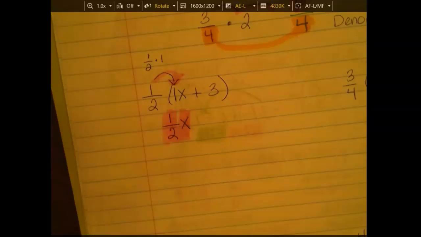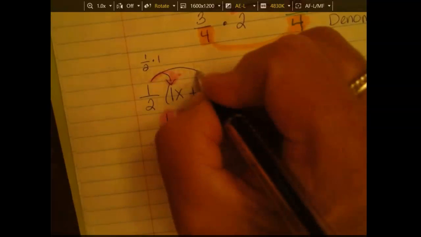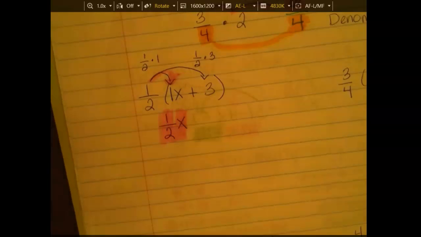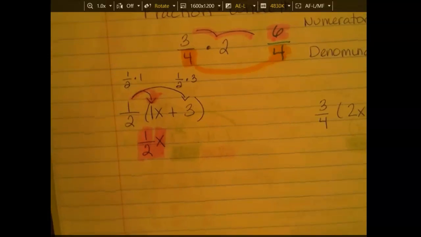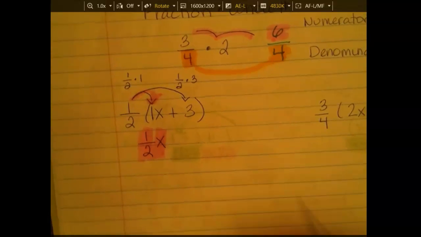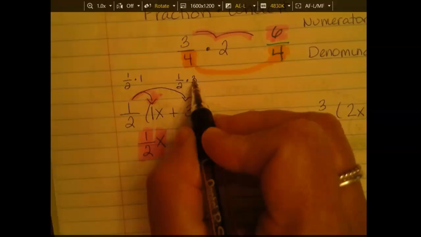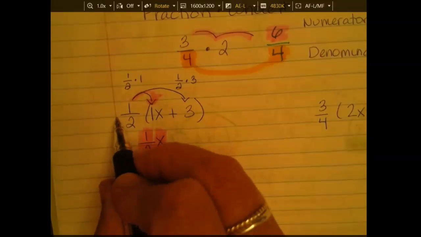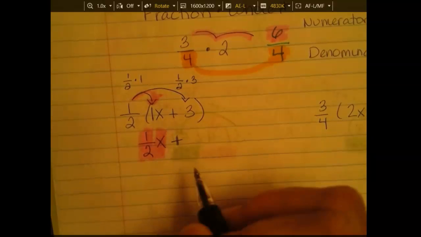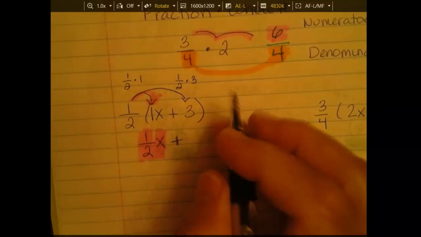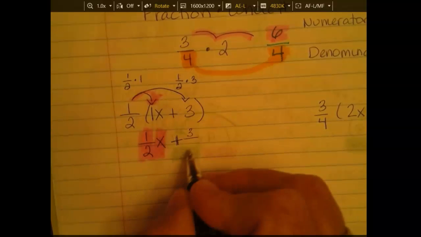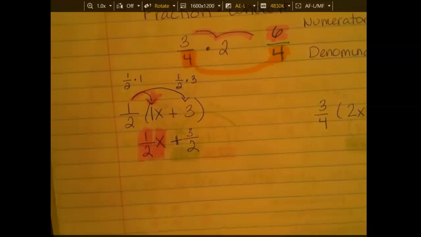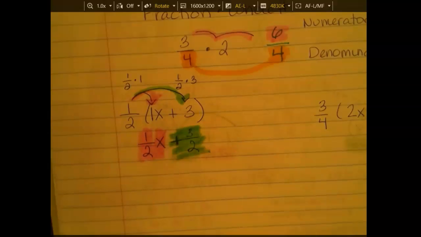Now we're going to do our second connection. 1/2 times 3 is our problem, just like the little example above. So we're going to multiply the numerator times the whole number to get the numerator, and the denominator will stay the same. Remember, when we have all positive numbers, positive times positive is positive, so we got a plus here. 1 times 3 for the numerator is 3. The denominator stays the same. Boom. So this second connection here gave us positive 3/2.